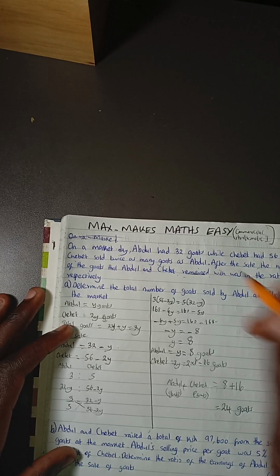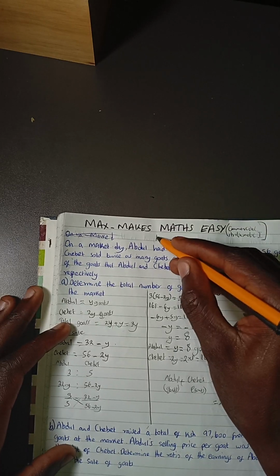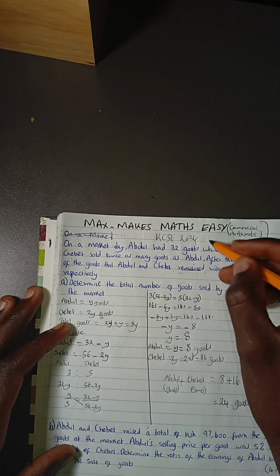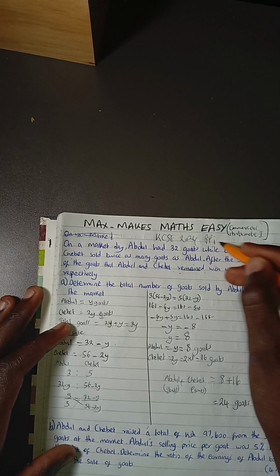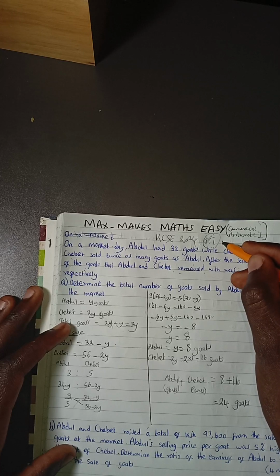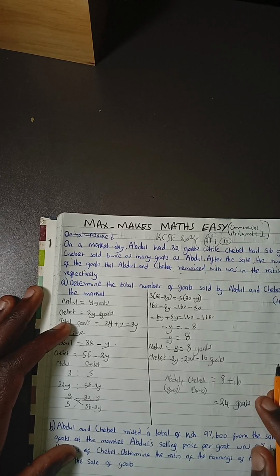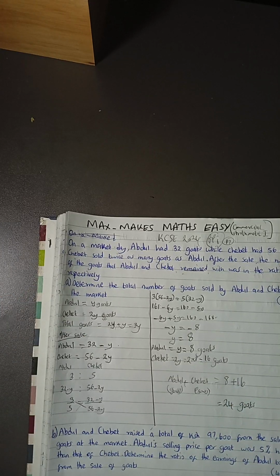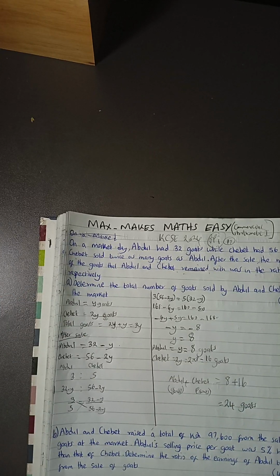Just a reminder, this was a KCSE 2024 Paper 1 question, the first question in Section B, that is question number 17. So it is 24 goats. I hope you have understood there.